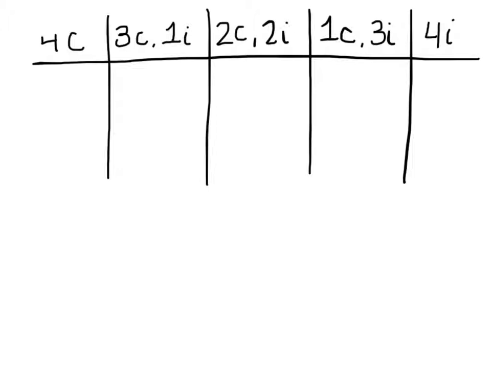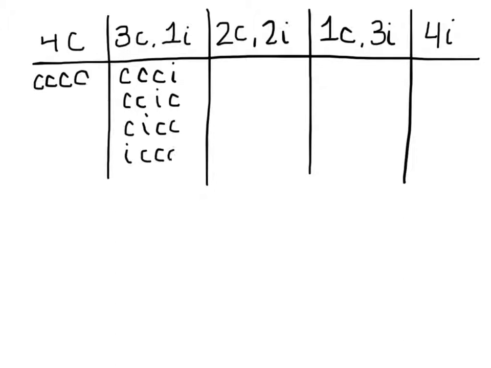So now I want to list all the different outcomes possible. So if I get all 4 correct, there's only one order that can happen, and that's getting all 4 correct. For 3 correct and 1 incorrect, I could start with 3 correct, 1 incorrect. Maybe I get the third one wrong. Maybe instead I get the second one wrong. Or I could get the first one wrong. So there's a total of 4 outcomes in that column.